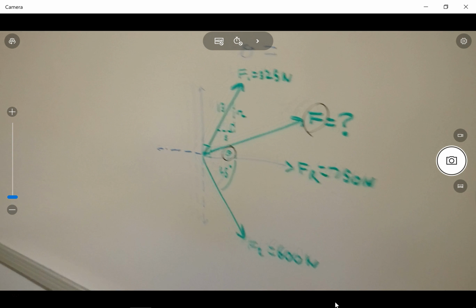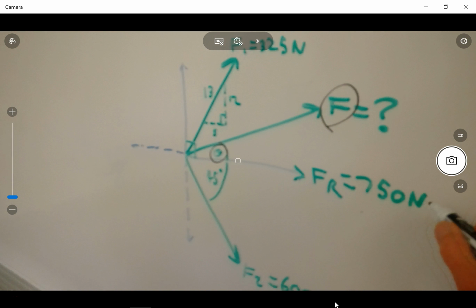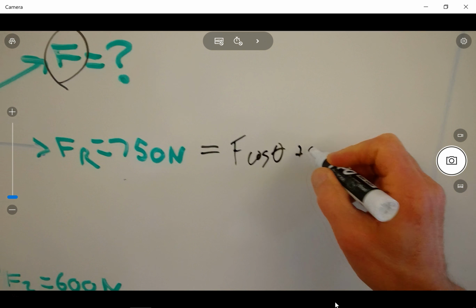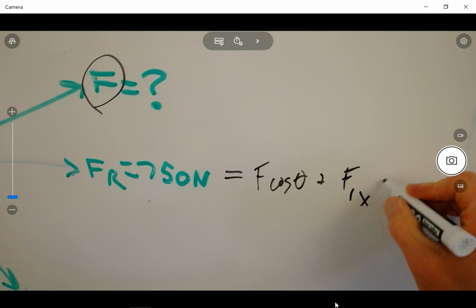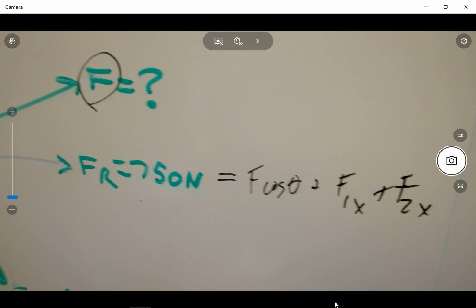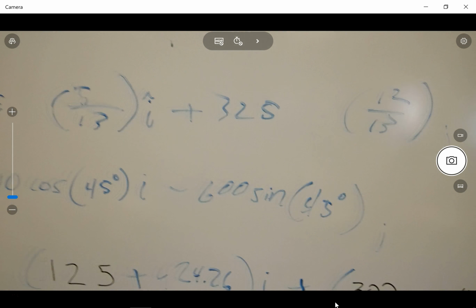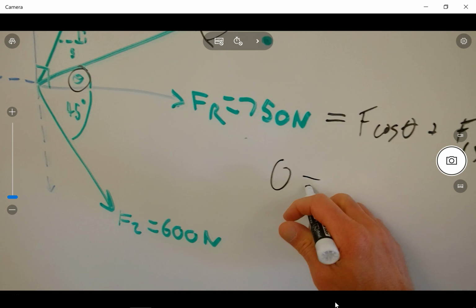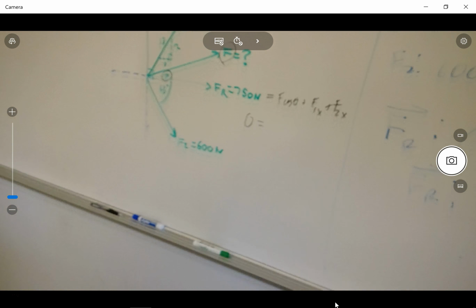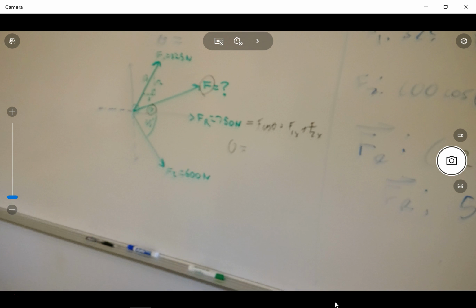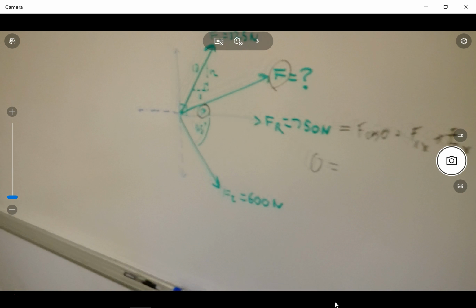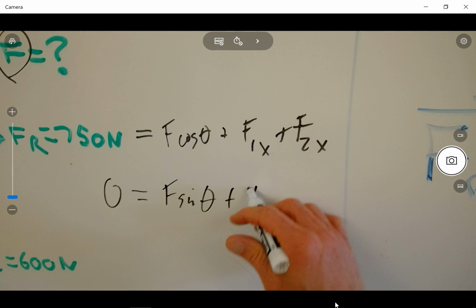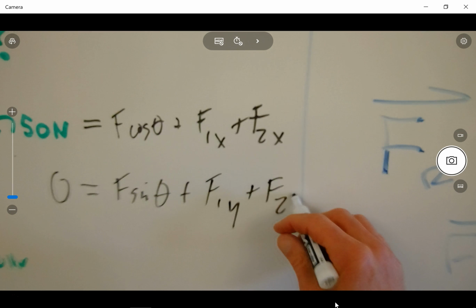Not quite, but you've got to also factor in the x of the others, right? 750 equals what? F cosine theta plus F1x plus F2x, right? And you've already figured out what those are over here, right? And 0 has to equal what? That's the vertical part. 0 has to be F sine theta plus what? Plus F1y plus F2y, right?